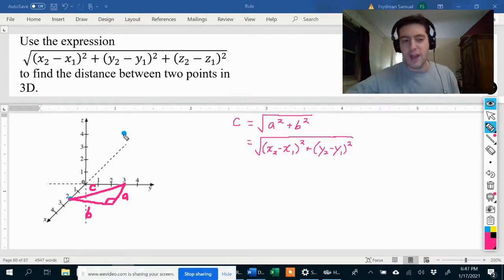So we haven't figured that out yet, but what we're going to do is apply this rule again, which, remember, comes from the Pythagorean Theorem, and we're going to draw another right triangle like this.